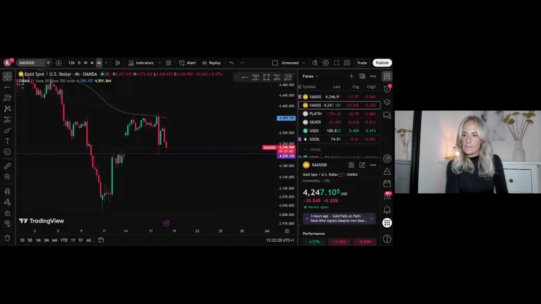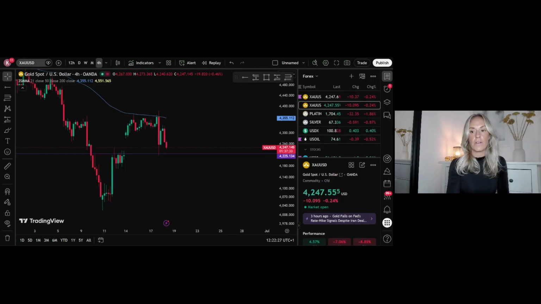Still getting used to these platforms. So we're going to share my screen and we need TradingView. Hopefully you can see it now. Yeah, right. So this is TradingView.